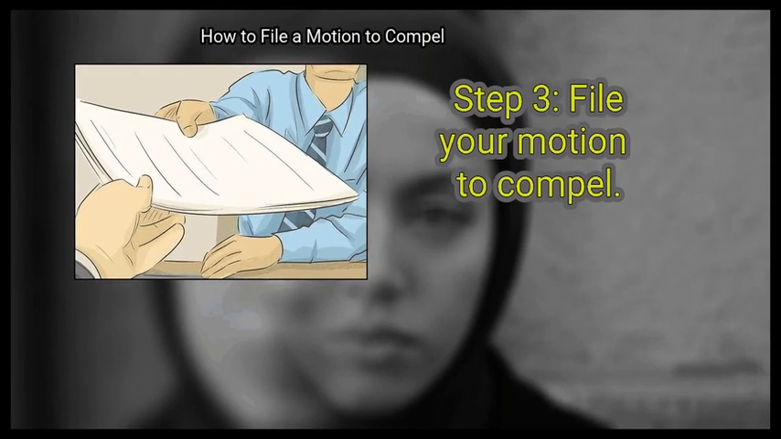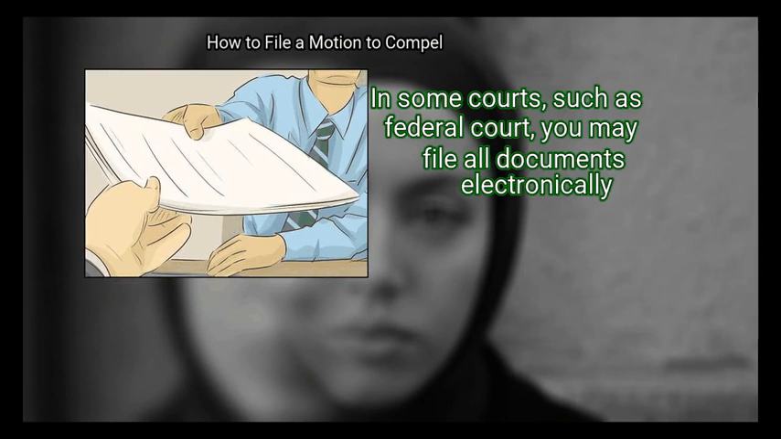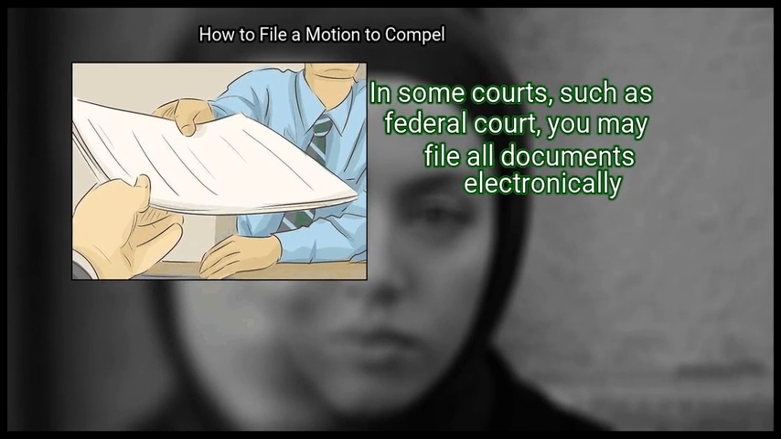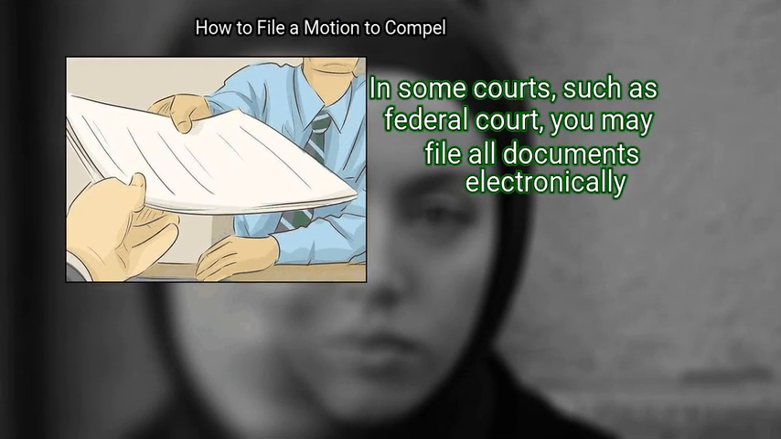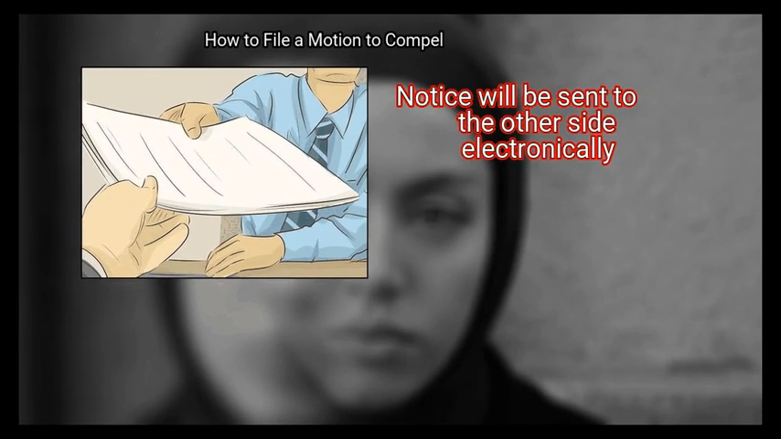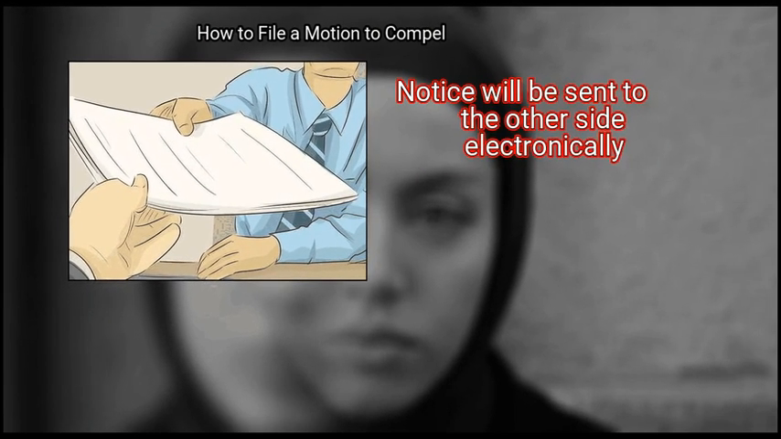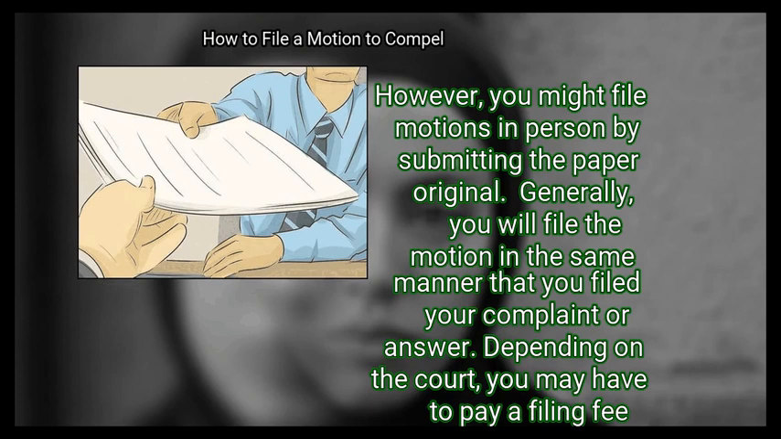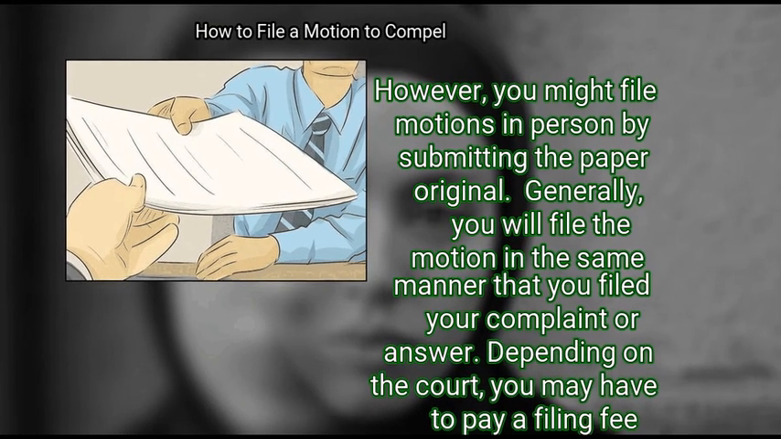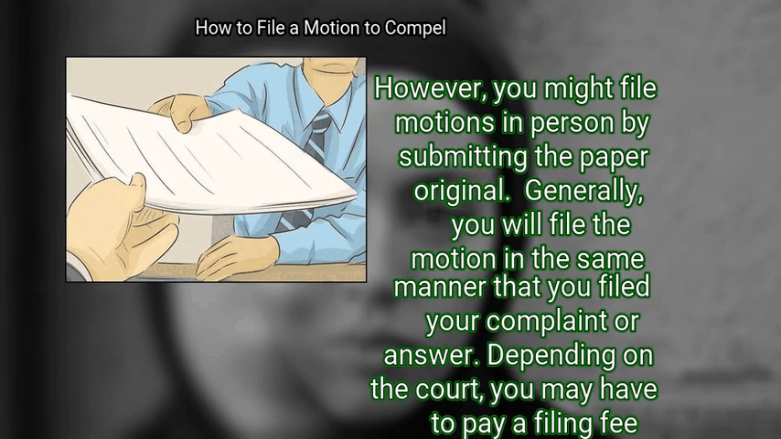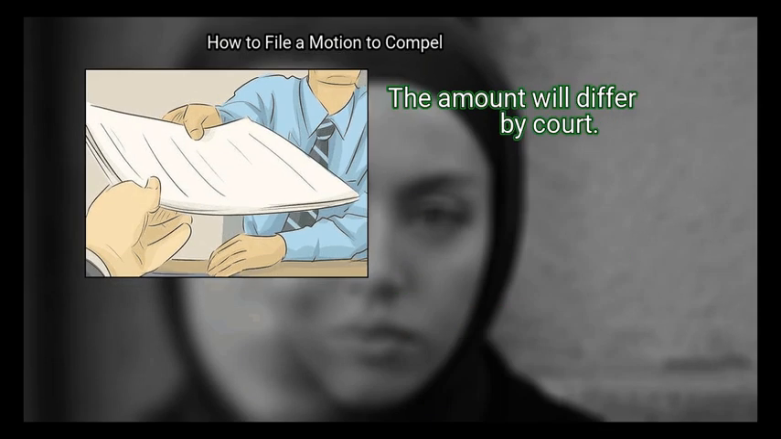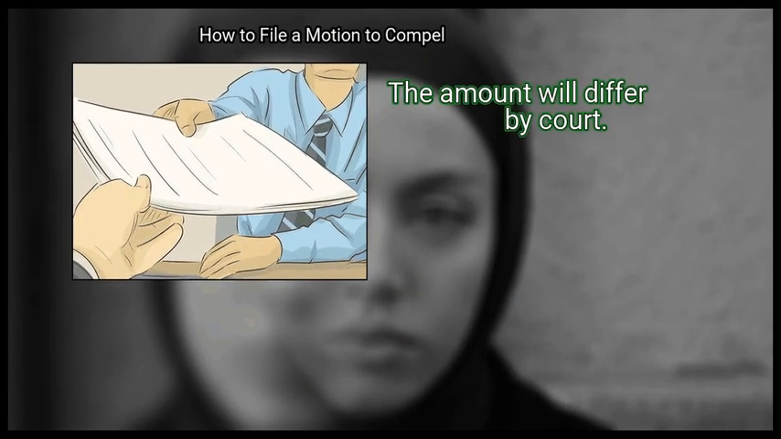Finally, file your motion to compel. In some courts, such as federal court, you may file all documents electronically. Notice will be sent to the other side electronically. However, you might file motions in person by submitting the paper original. Generally, you will file the motion in the same manner that you filed your complaint or answer. Depending on the court, you may have to pay a filing fee. The amount will differ by court.